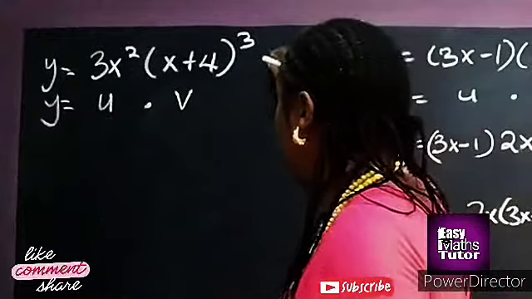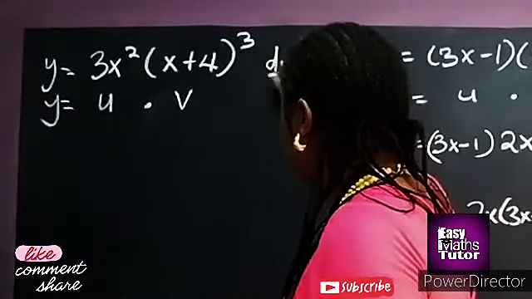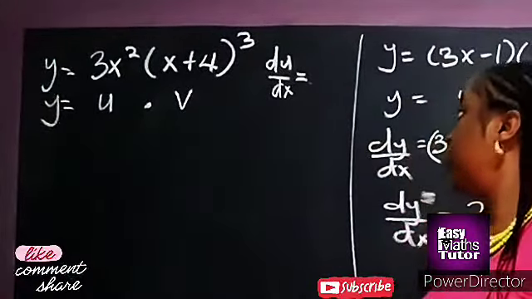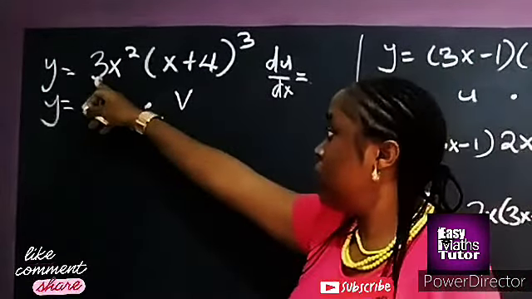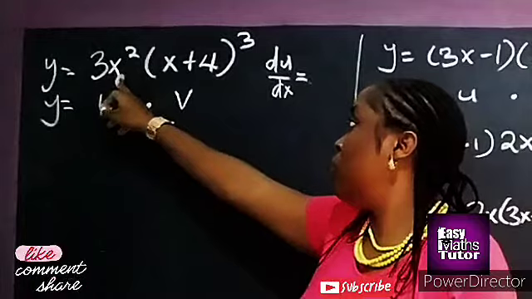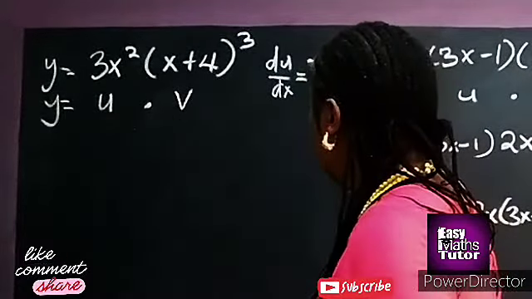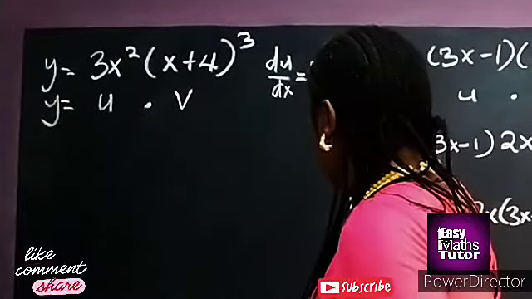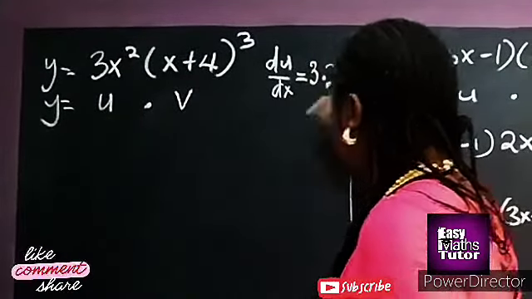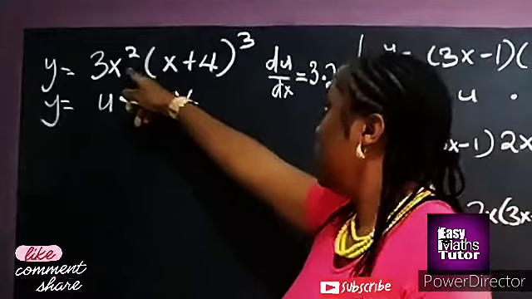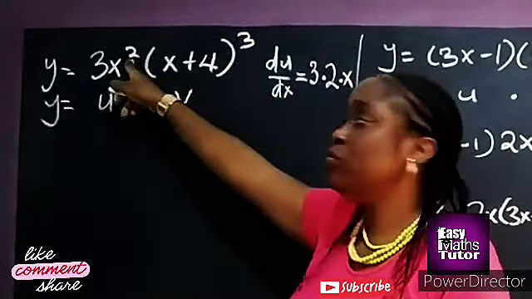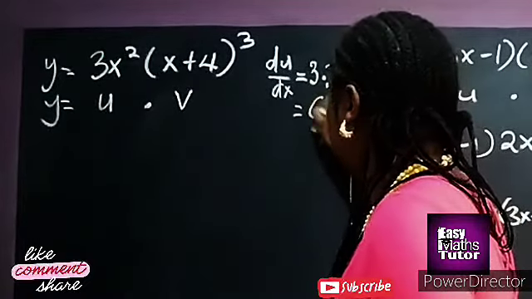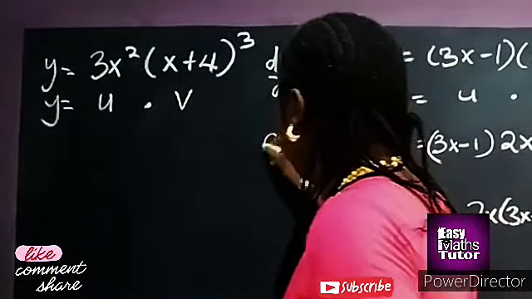So quickly, let's just write the differential of u with respect to x. That's 3x squared. Remember, we'll write 3, which was there, and then the power 2, and then x. Why? Because the power 2 minus 1 gives us 1, which is the same thing as x. So the du/dx is 6x.